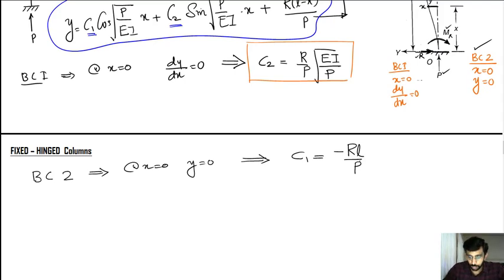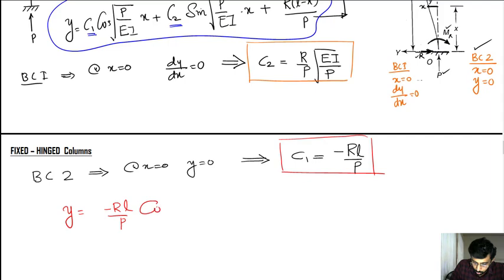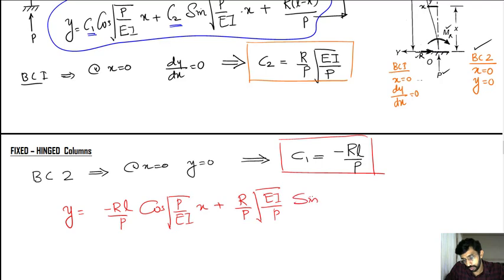Okay, now we have the value of C1 and C2, right? Now the equation is going to change like y is equal to minus RL by P into cos root of P by EI into x plus R by P into root of EI by P into sine root of P by EI into x plus the last term, which is nothing but R into L minus x divided by P.